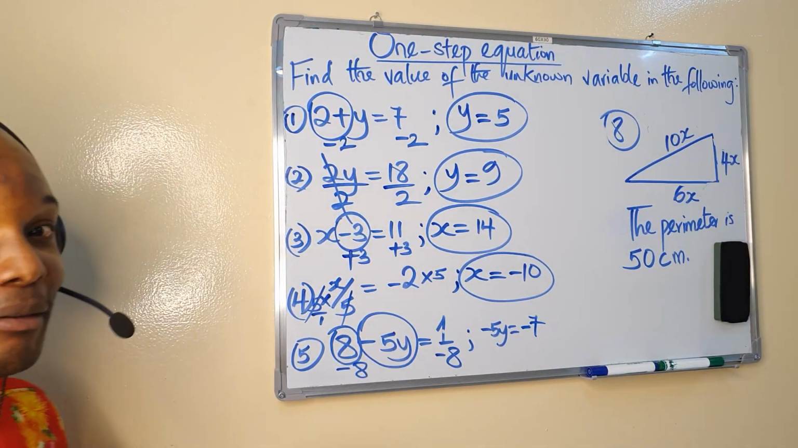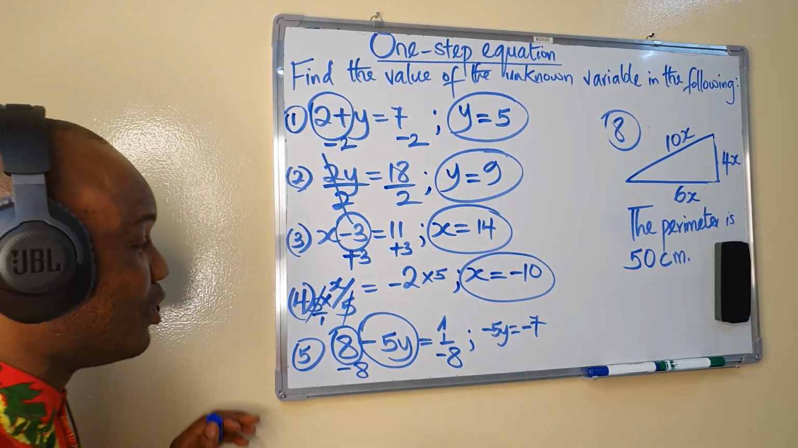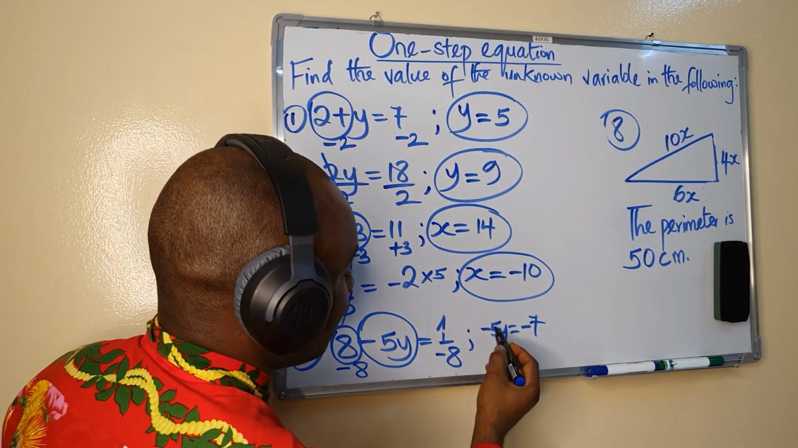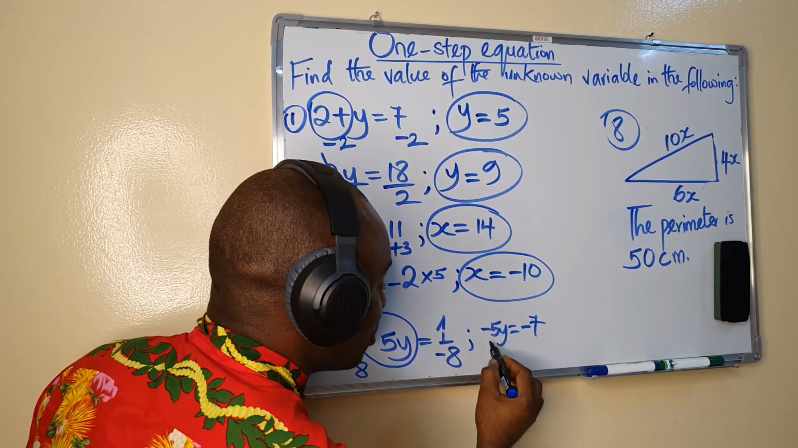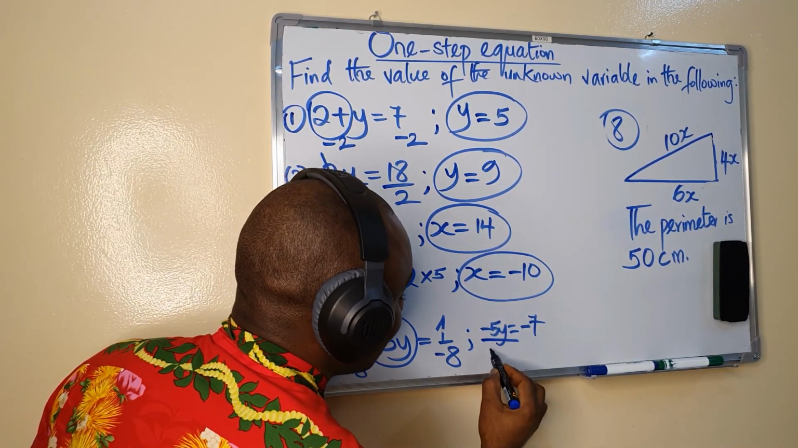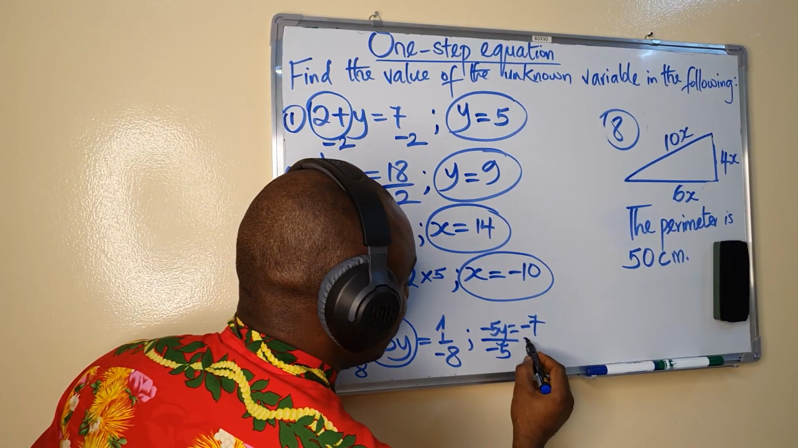That is not the final answer because this one goes into two-step method, which is the next video that I'm going to show you. Meanwhile, let's just do it. On this side, we still have negative 5 times y. Because it is times, I'm going to divide. So divide this side by that negative 5 to allow y alone to stay. And do the same thing on this side.